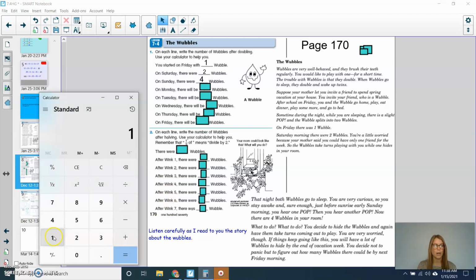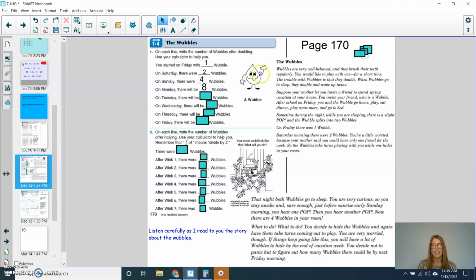If I take 1 and I click my multiplication symbol, my times, so 1 times 2, and if I click equals, you'll notice that I figured out Saturday's, which was 2. If I hit equals again, I have Sunday's, which was 4. If I hit equals again, I'm going to get Monday's, which was 8. Could you continue doubling to figure out Tuesday, Wednesday, Thursday, and Friday, and then press pause when you're ready to check these four?